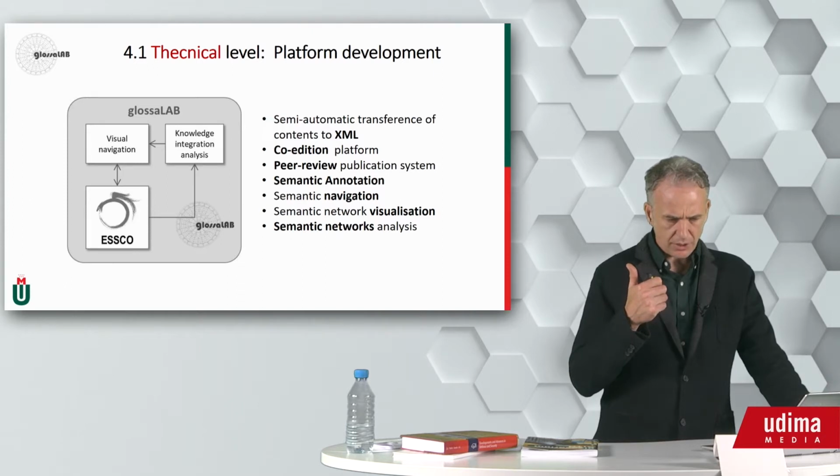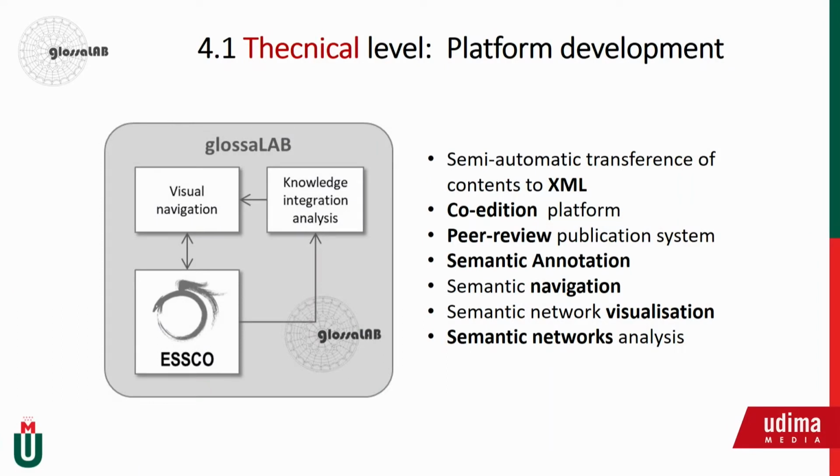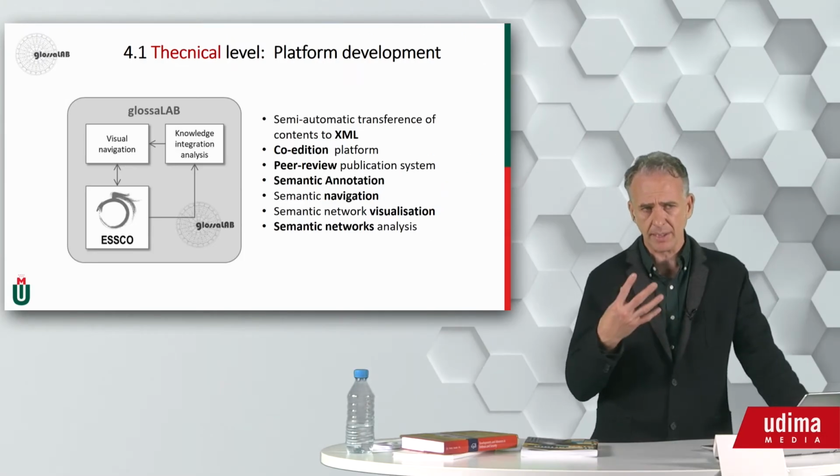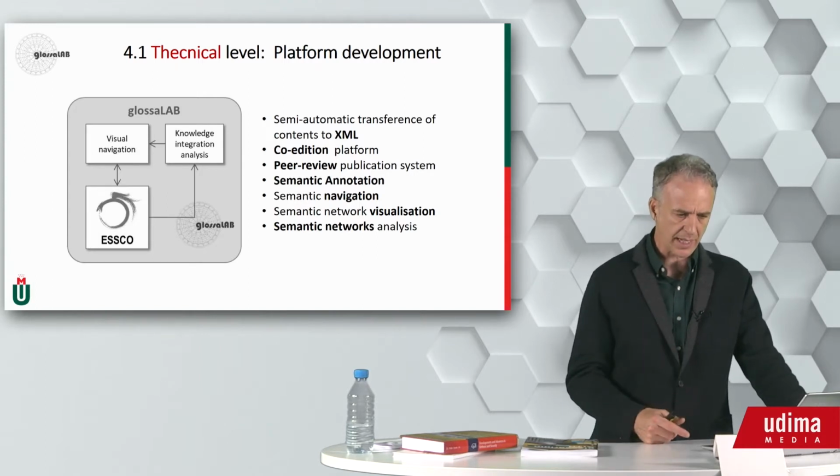But we also want to have semi-automatic transfers of contents in XML. So right now there are people who are working particularly on this task. Then we need the platform for the co-edition, so based on MediaWiki tools. But we want to ensure that this regards all the peer review publication, the characteristics and the requirements to be qualified as a good publication.